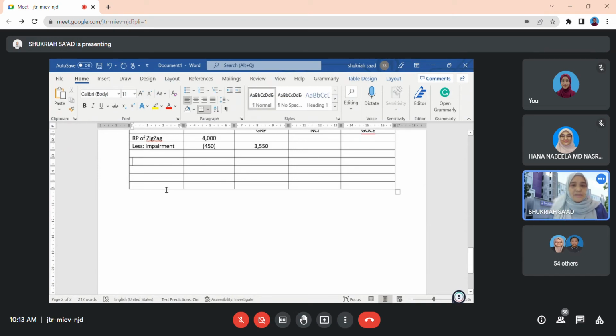Okay, next. RP, retain profit of Nova. Okay, berapa retain profit Nova? 2,000. Okay, kita last dengan capital P, retain profit Nova. Apa kelas?